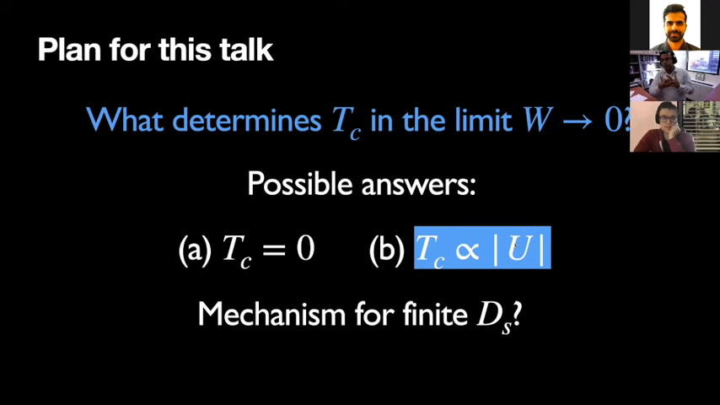So now I turn on some attractive interaction and they form Cooper pairs. But then again, the question is, how do the Cooper pairs go around hopping? So what gives the finite kinetic energy to these Cooper pairs? Where is that going to get generated from? And so that is what I mean by this question.